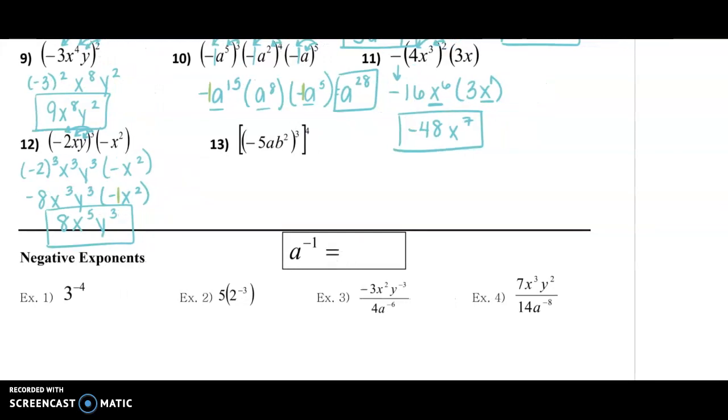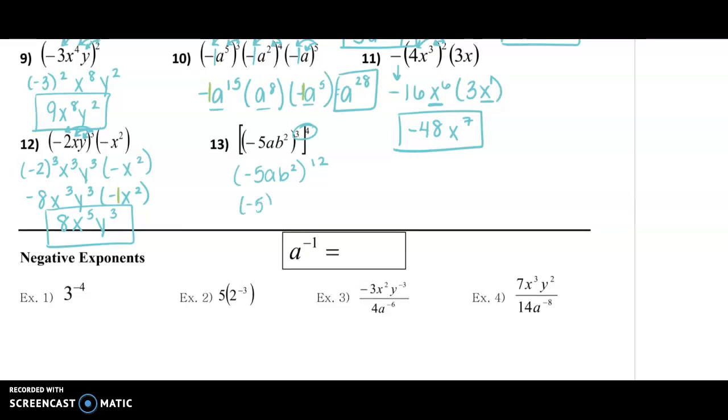Last problem here. Two ways you can do this. You can distribute the third power and then distribute the fourth, or you can combine the 3 and the 4 and make this negative 5ab to the second all to the 12th. Either way it would work. If you want to try it both ways, you can. Then we will distribute that.